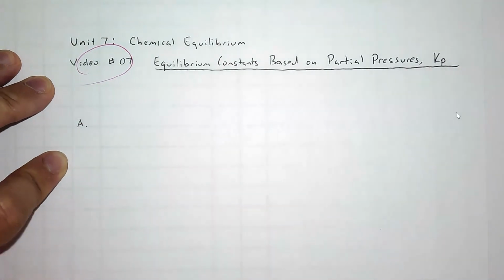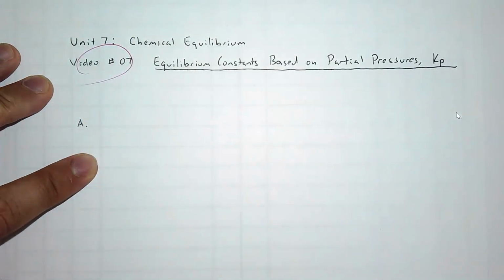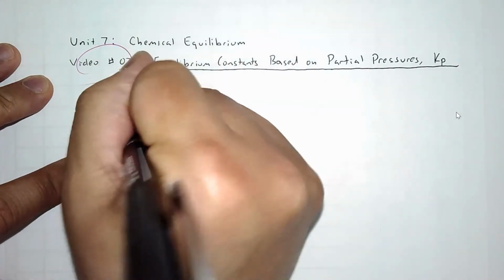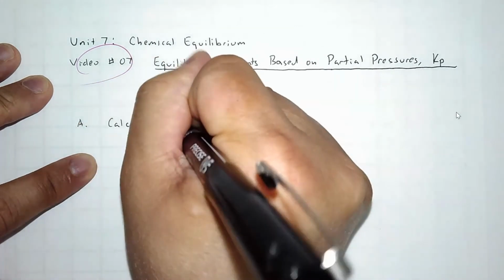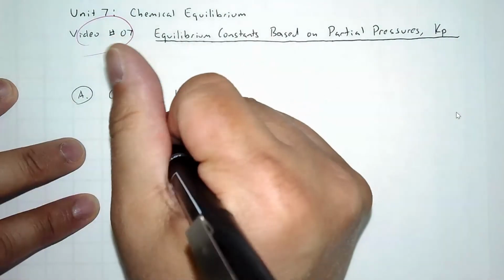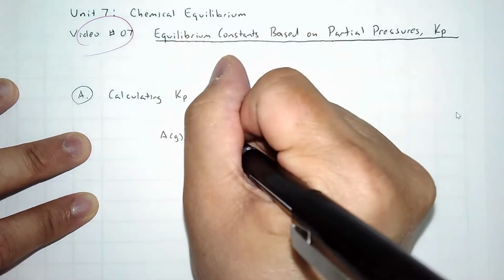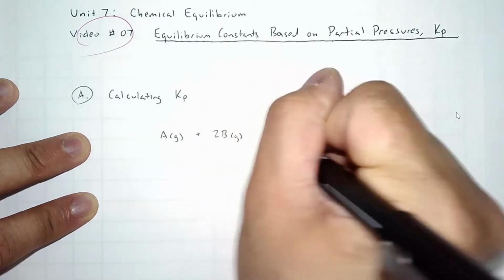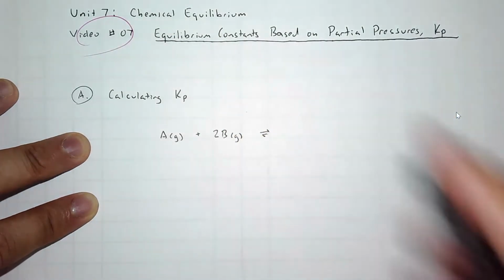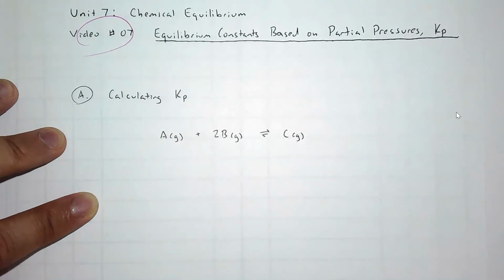We'll call this general examples, or just calculating Kp. If you have a general equation, let's say A gas plus 2B gas in equilibrium with the product, let's say C gas. If you're given the partial pressures, you could calculate a Kp that looks like this.